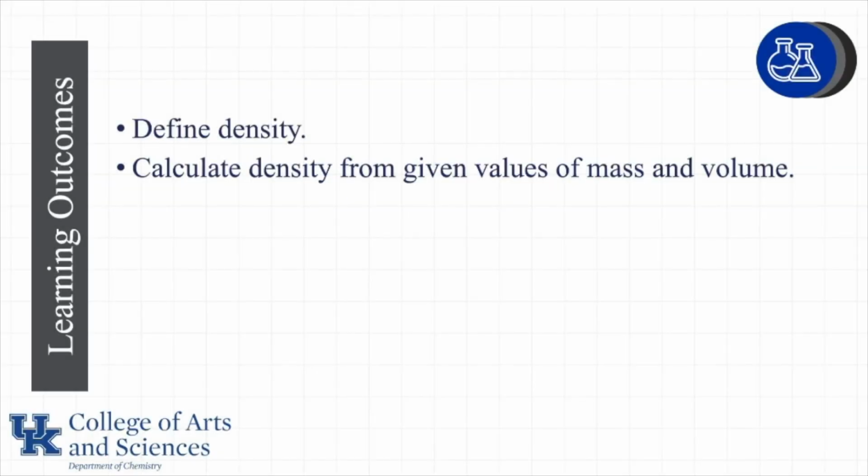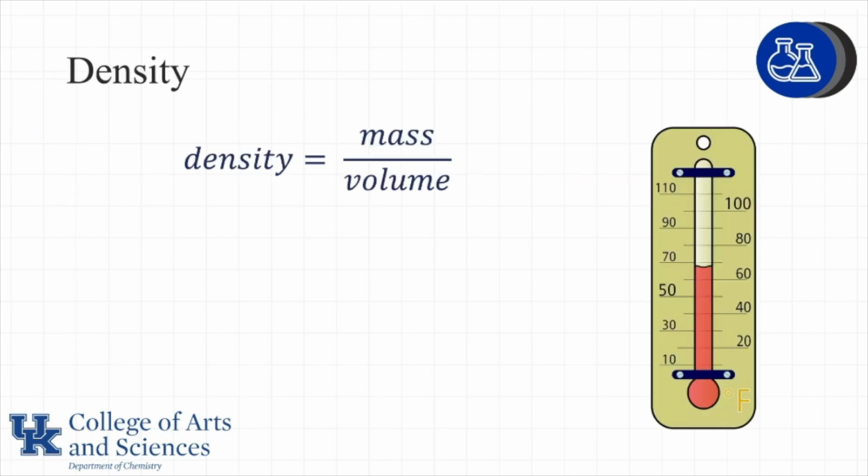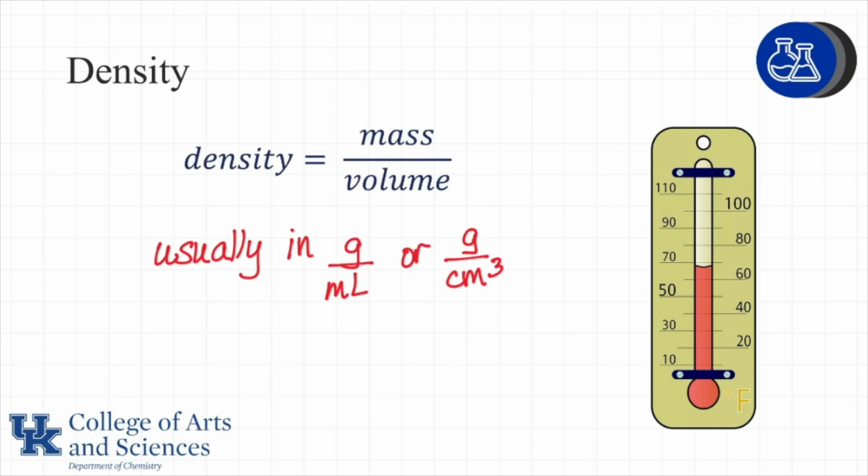In this lesson, we're going to define density and see how we can calculate density. We will also be using density later on when we start doing dimensional analysis problems because it's a relationship between mass and volume. Density equals mass over volume, and it's usually in grams per milliliter or grams per centimeters cubed.